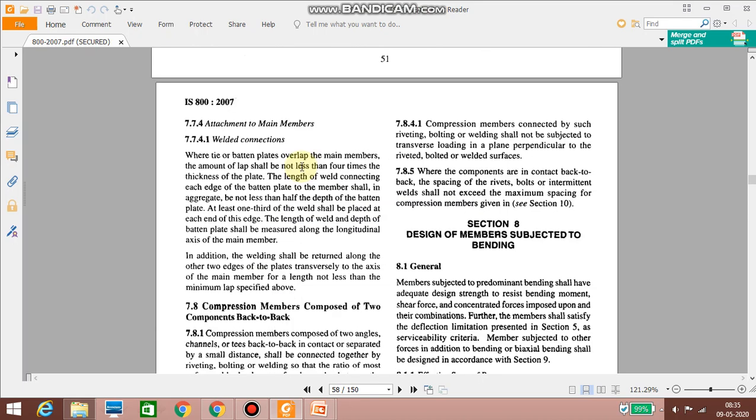So when we take up problems of the respective categories, we will look into the code in detail. Right now this is sufficient. So these are a few of the code provisions related to the compression members.